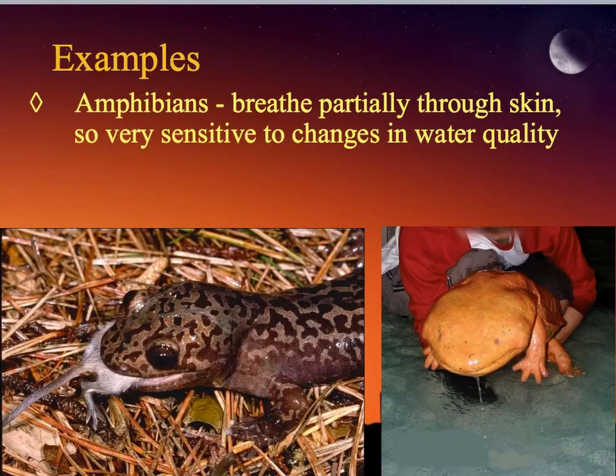Another common indicator species are amphibians, and that's because they breathe partially through their skin, so they're really sensitive to changes in things like water quality. So if there's something happening to the newts or the amphibians in an ecosystem, we can pretty well indicate that the water quality is decreasing and it could potentially harm others within that ecosystem.